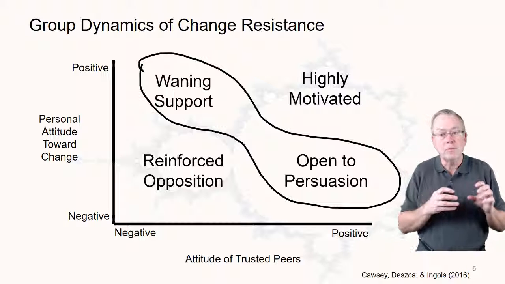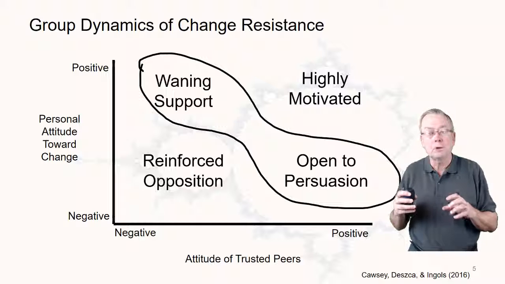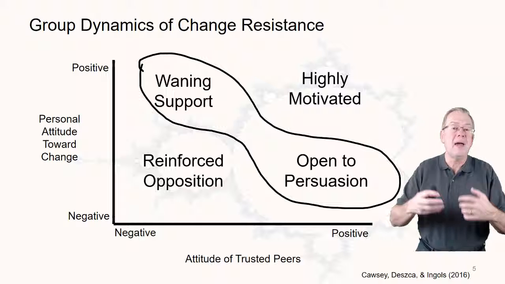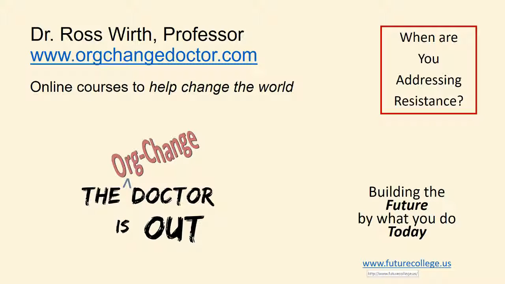We try to move people that are open to persuasion, but also keep the people from being drawn back into a negative attitude. The key then is where in the change process are you addressing resistance? Are you being more effective by addressing it up front? Or are you being reactive and addressing it later in the change process when things become more critical?